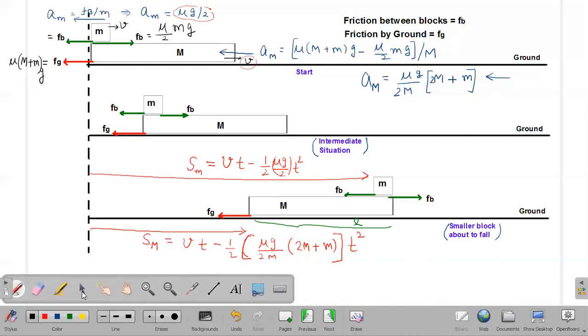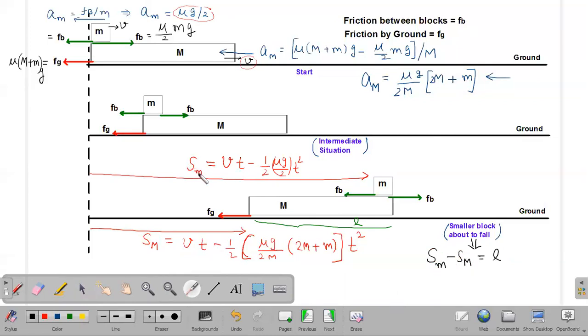Now you can make one more equation, that at the time the smaller block is about to fall, the displacement done by the smaller mass minus displacement of capital M mass will be equal to the length of this plank. And now you can use displacement of capital M as this expression. So substitute this expression in place of S of capital M.